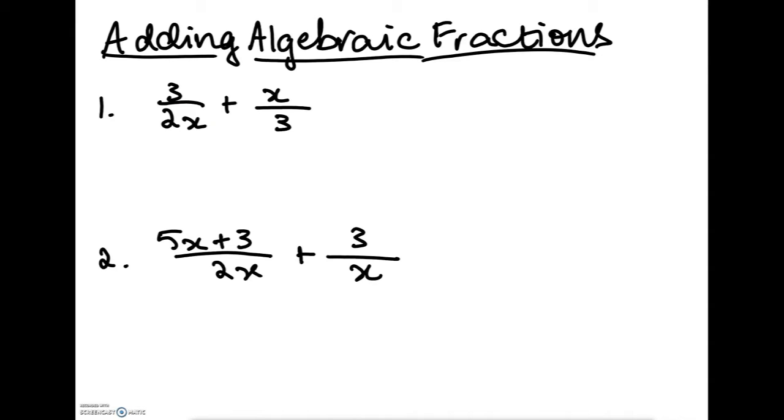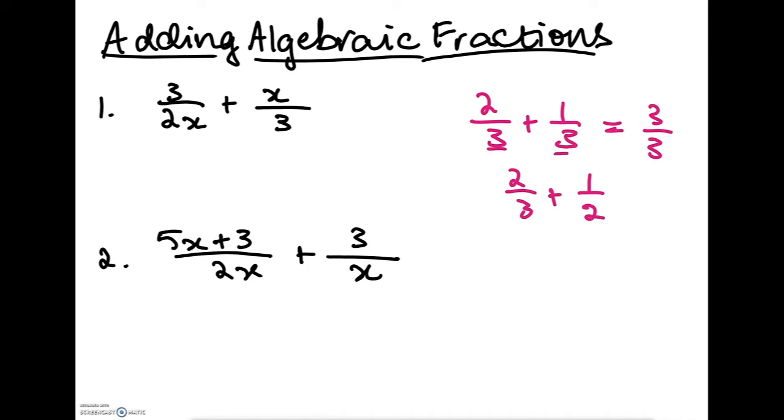When you're adding normal fractions, you look for a common denominator. So for example, if you have 2 over 3 plus 1 over 3, you can just add this to equal 3 over 3 because your denominators are the same. But if you have 2 over 3 plus 1 over 2, then you're going to look for a common denominator. Sometimes a really simple way is to just multiply these two numbers together. You'll get 6. So now your common denominator will be 6. So 2 over 3 will become 4 over 6, and then 1 over 2 will become 3 over 6. And then you can add this together to get 7 over 6, and that would be your final answer.